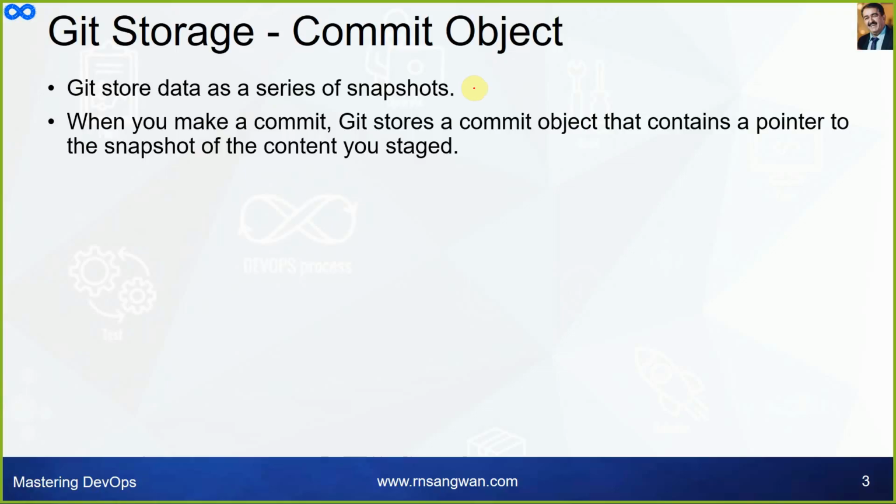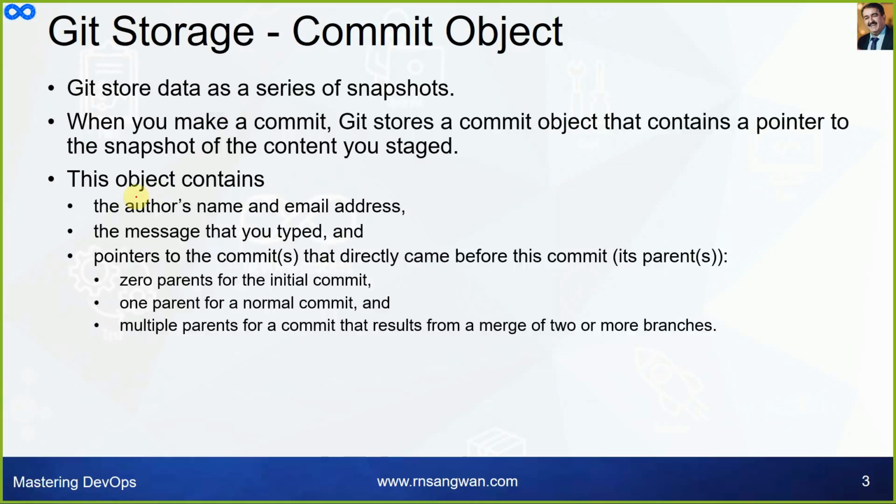When you make a commit, Git stores a commit object that contains a pointer to the snapshot of the content you staged. This object contains the author's name and email address, the message that you typed, and the pointers to the commit that directly came before this commit, that is its parents. So if you are doing an initial commit, you will have 0 parents. One parent for a normal commit and multiple parents for a commit that results from a merge of 2 or more branches. This is the definition of a commit.